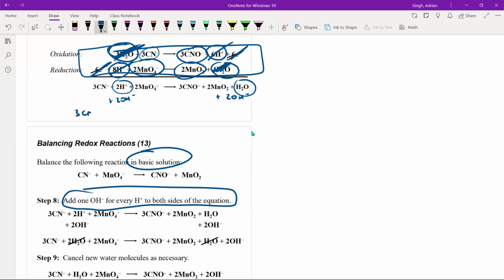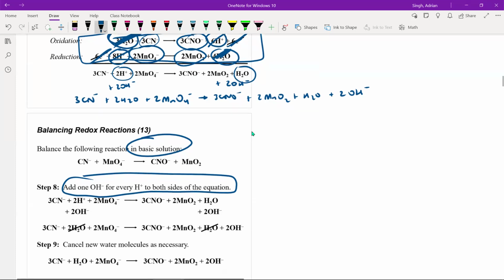So I have 3 CN minus plus 2 H2O plus 2 MnO4 minus to give 3 CNO minus plus 2 MnO2 plus H2O, plus I still have those 2 hydroxides that I added. Okay, so what we will see then is that we've introduced a couple of waters here to the left side. So that will cancel out this H2O here on the right, and that'll cancel out one of the H2O on the left. So we're left with 1 H2O on the left side.